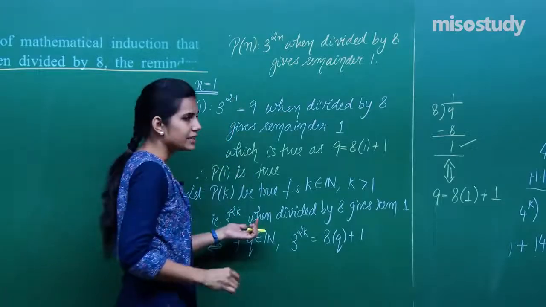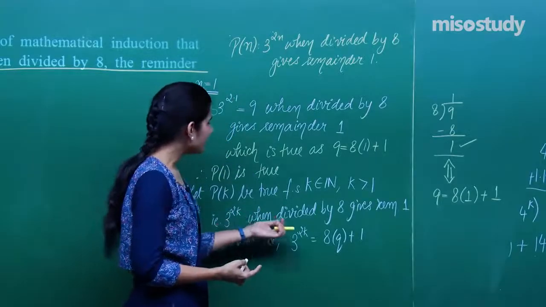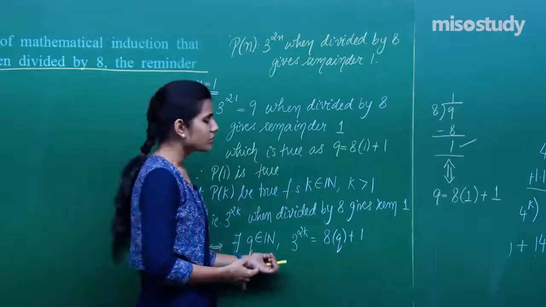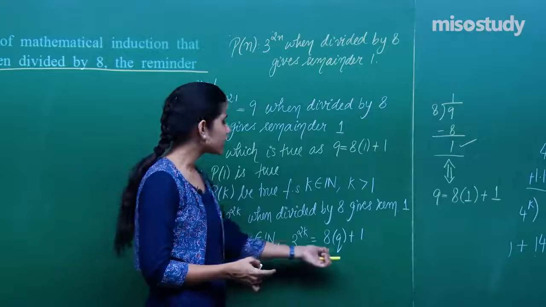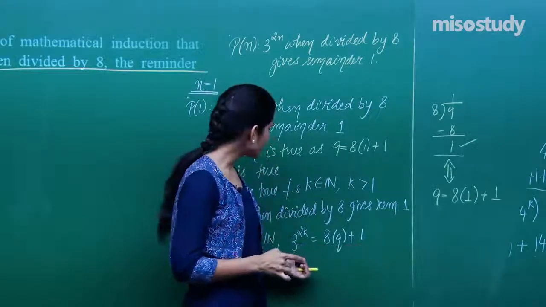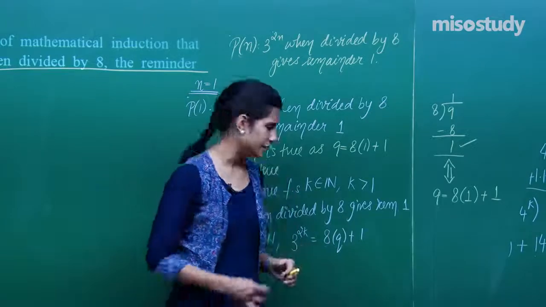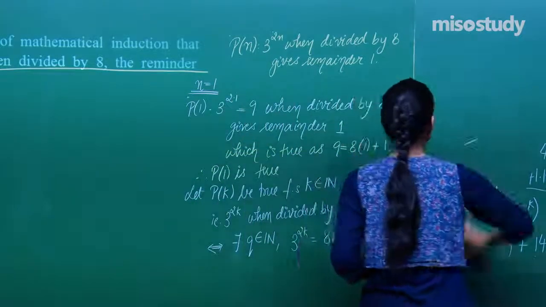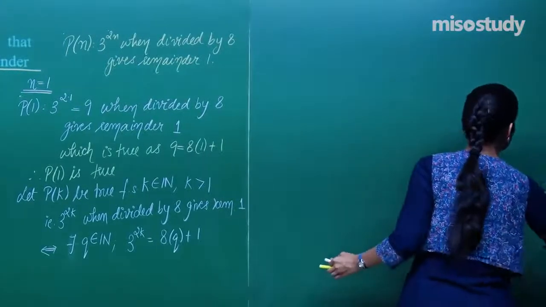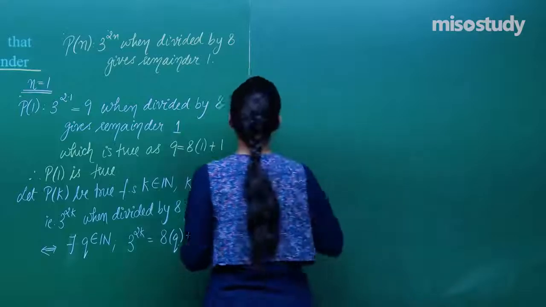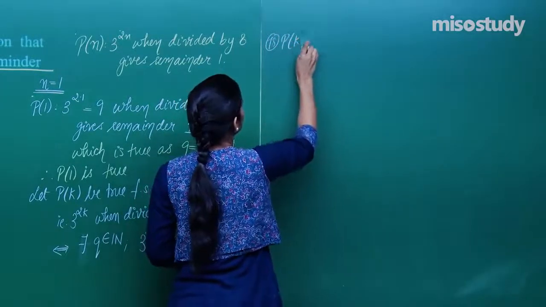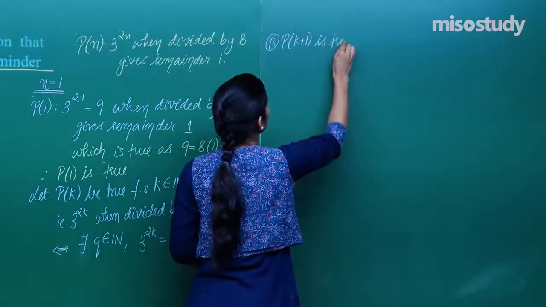So either you write in form of statement that 3 to the power 2k when divided by 8 gives remainder 1, or you say there exists a natural number q which is acting as the quotient when 3 to the power 2k is being divided by 8, such that the remainder is coming out to be 1, and therefore 3 to the power 2k can be written as 8q plus 1. Using this, I have to show Pk plus 1 is true.